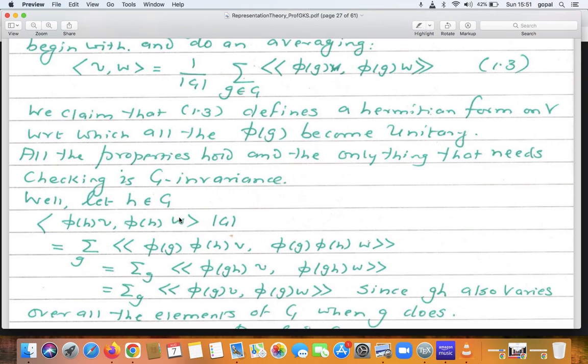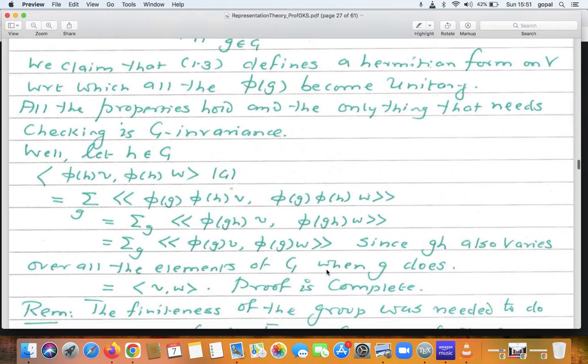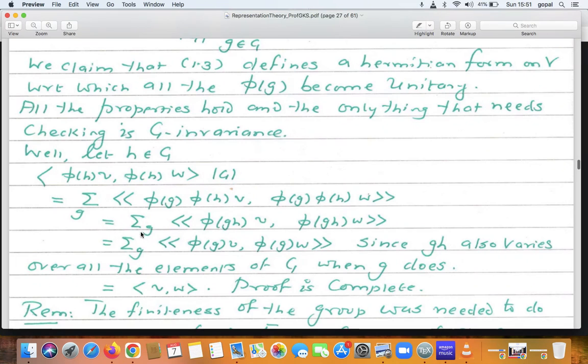What is that equal to? One upon the order of G, which I brought to the left hand side just for notational convenience, summation over G of the chosen inner product of phi G phi H V, phi G phi H W. But phi is a group homomorphism, so this is phi of GH, here also phi of GH. But as G varies over the group, GH will also vary over the group. So this is a dummy variable, and we are changing the dummy variable from GH to G.